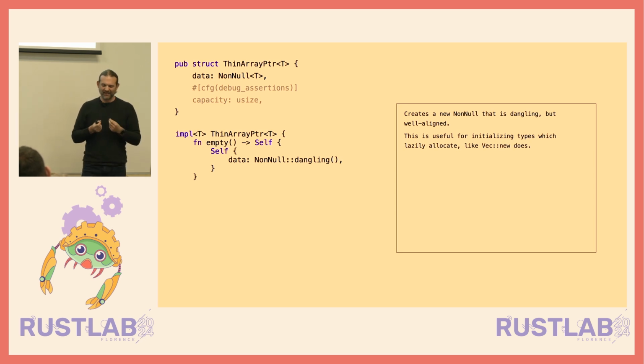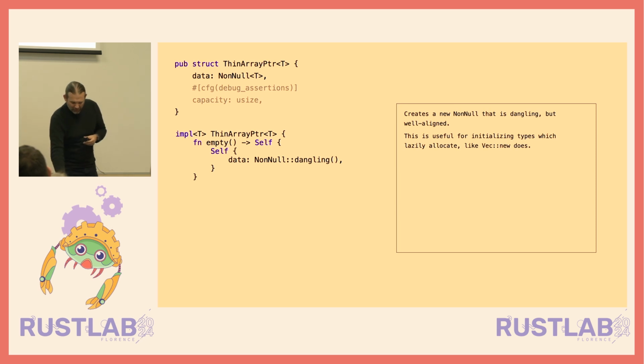NonNull::dangling even says that it's useful for lazy allocating types, like vectors, so that's exactly what we need.